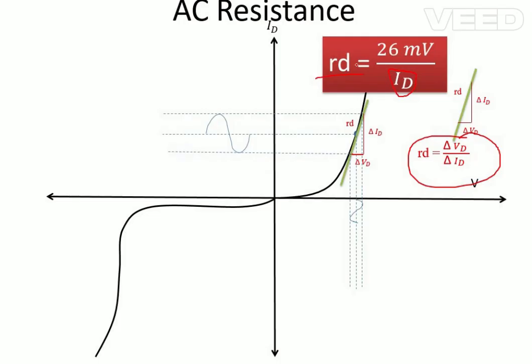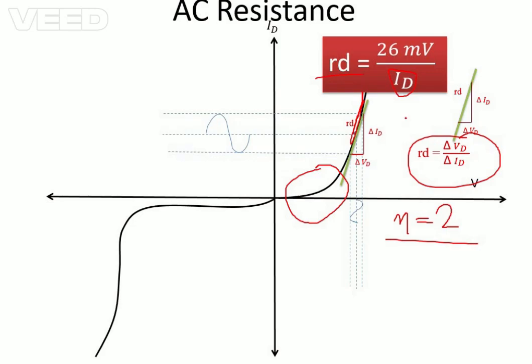But a very important point is that this formula is applicable only for the steeper regions of the graph, for this region of the graph. When we come to the lower region of the graph, where we have a very gradual increment, just like this, then this formula will not be applicable, because the ideality factor η will not be equal to 1. It will be equal to 2. So in that case, this formula will not be appropriate. It will not be used.